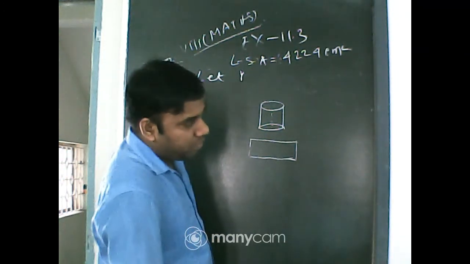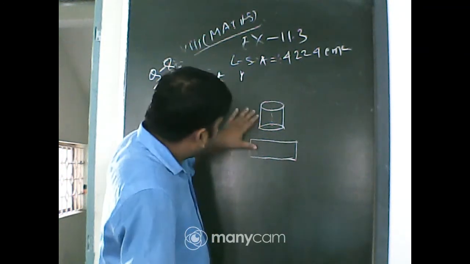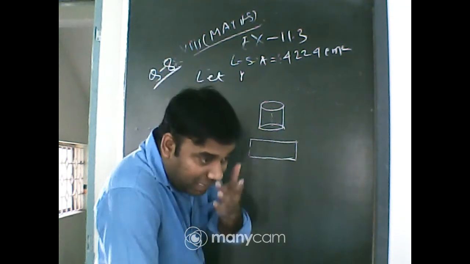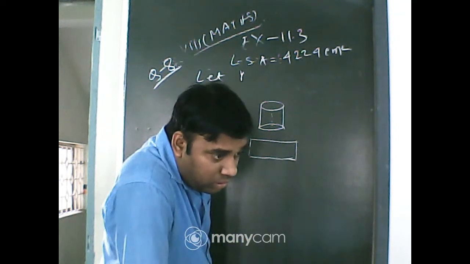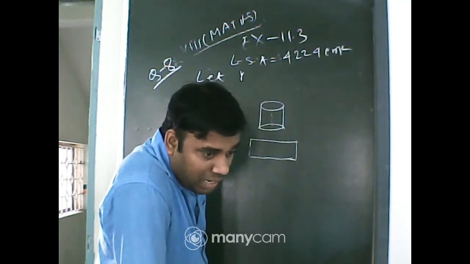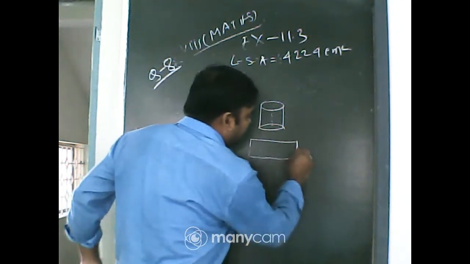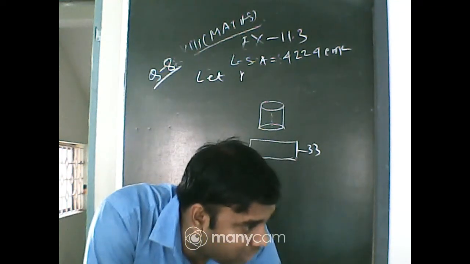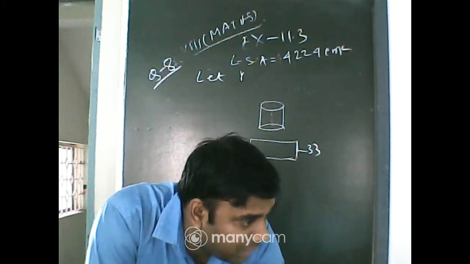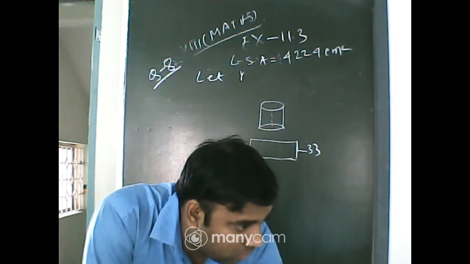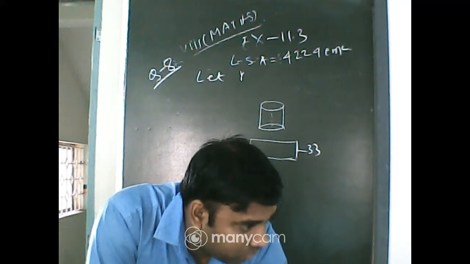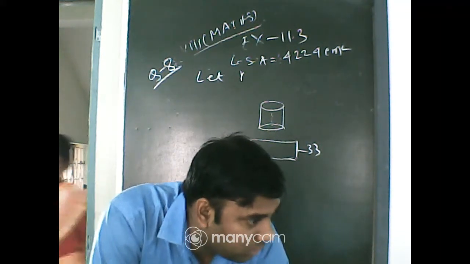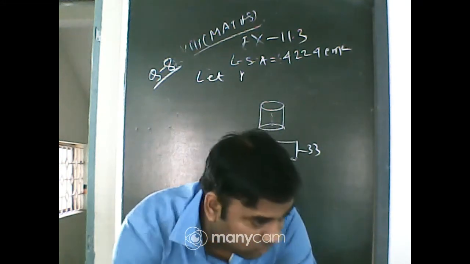Is it clear everyone? Tell me first. After unfolding with a scissor you will get a rectangle. It is given that breadth is 33. It is cut along its side and formed a rectangular sheet with breadth 33. So how will you find the radius r?